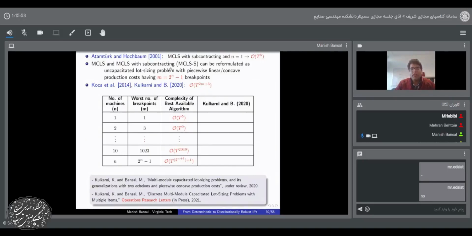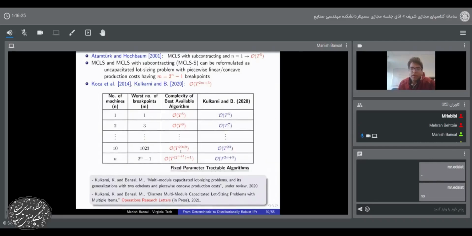Essentially, we developed a new algorithm for this problem as well, and if we use this algorithm to solve the problem, then it takes T to the power 2m plus 3. Which means that if I'm considering n equal to 10, the number of breakpoints will be 1023. The complexity of the algorithm by this reformulation will be T to the power 2049, which was huge. So we said, can we develop something better than that?